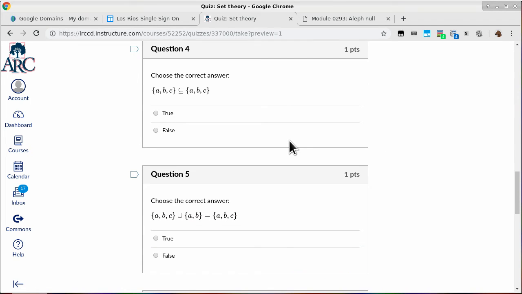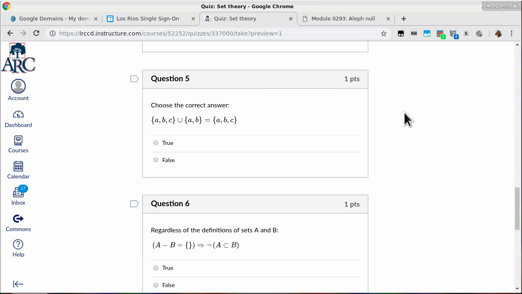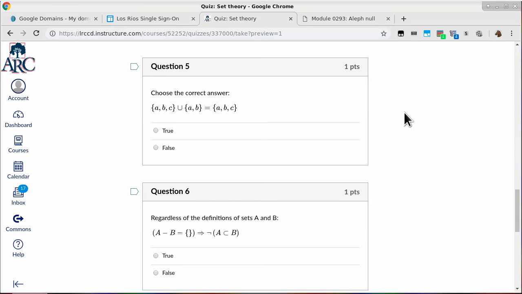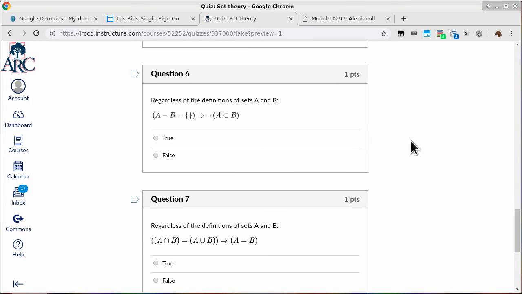Okay, question number 4. Choose the correct answer. Is it true or is it false that ABC is a subset of itself? Yes. But it's not a proper subset. It is true. Okay, question number 5. The union of ABC and AB is ABC. That once again is true. The equality holds.